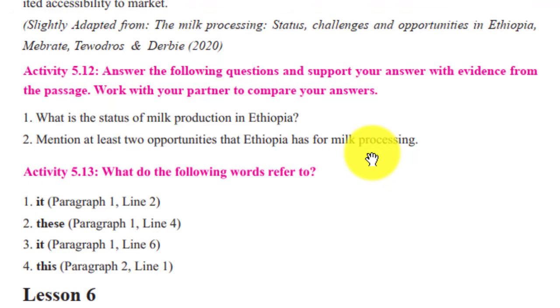ስለዚህ መጥቀስ ትችላላችሁ demand and consumption. Demand አለ, supply አለ, ምርቱ አለ, እንዲሁም ደግሞ demand ፈላጊም አለ ማለት ነው. ስለዚህ እነዚህ ሚልክን ፕሮሰስ ለማድረግ ኦፖርቹኒቲ እንደሚፈጥርላት ከላይ ያለው ይናገራል. Activity 5:13: what do the following words refer to? ምን ነው ሪፈር የሚያደርጉት.